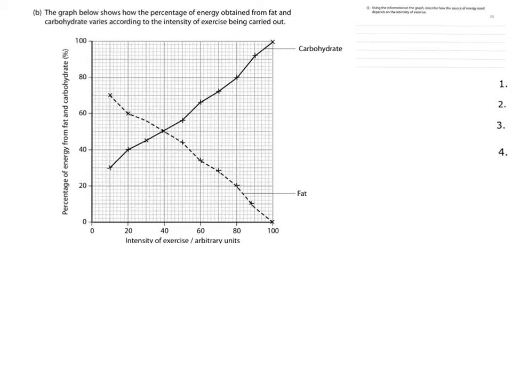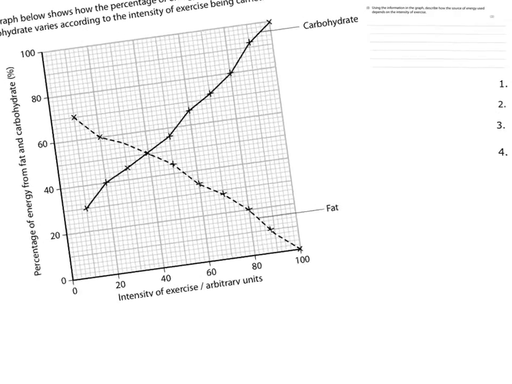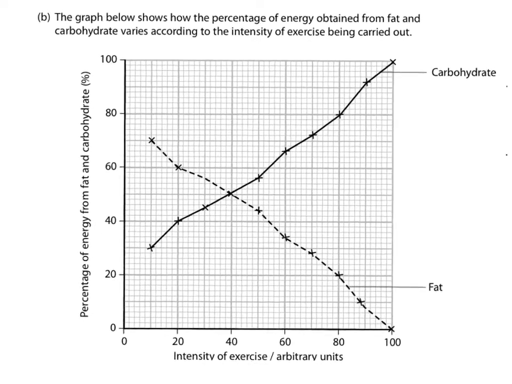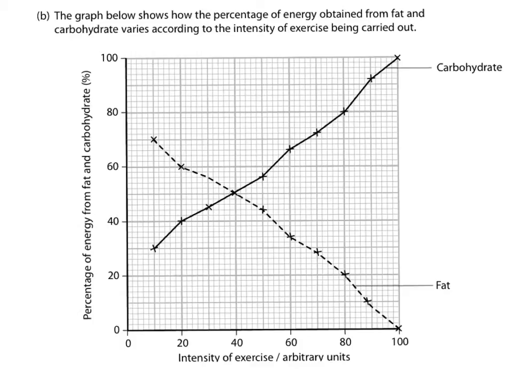So this is a data analysis question where we're going to be asked to look at a graph and extract some data from it. So here's our graph, and it's a graph showing us how the percentage of energy gained from fats or carbohydrate changes as we change the intensity of exercise. We have very intense exercise at this end and very easy exercise at that end. We have two lines, our carbohydrate line, which is the solid one, and our hatched line showing us fats.